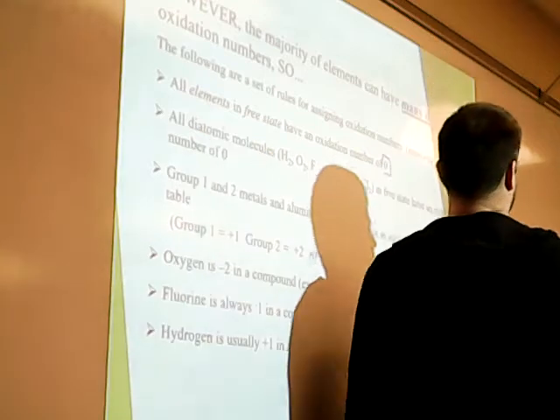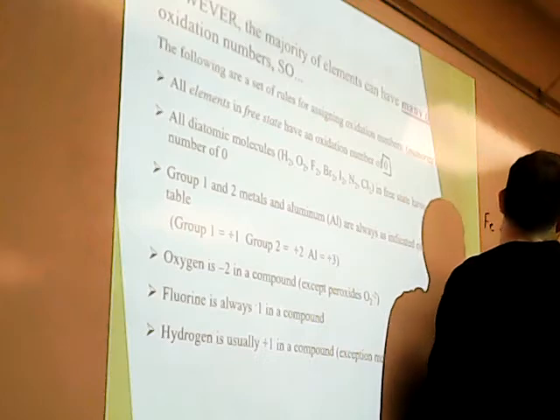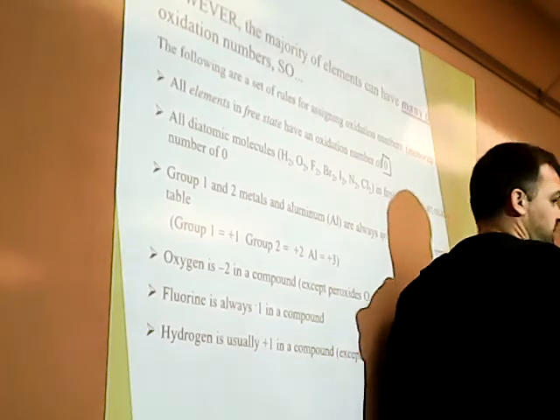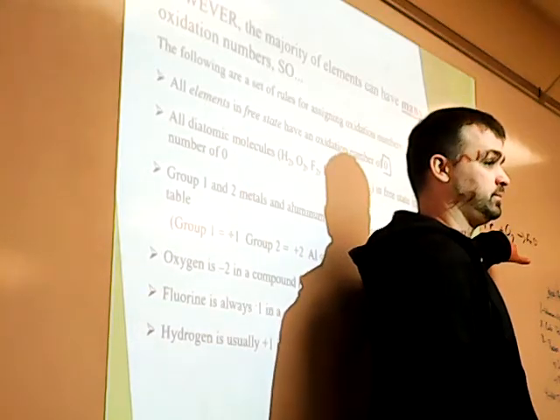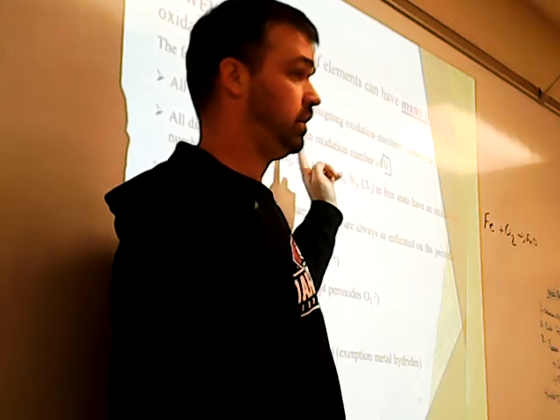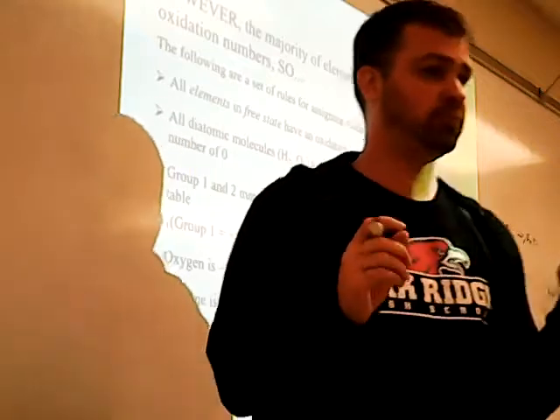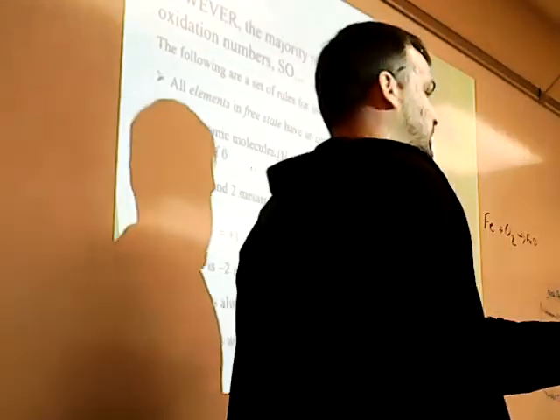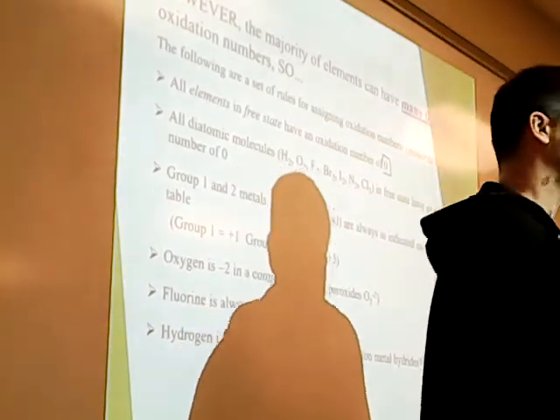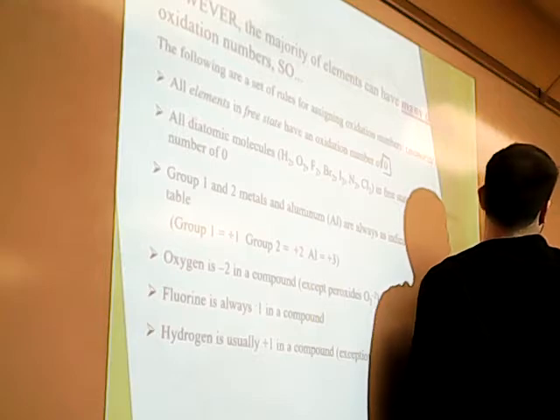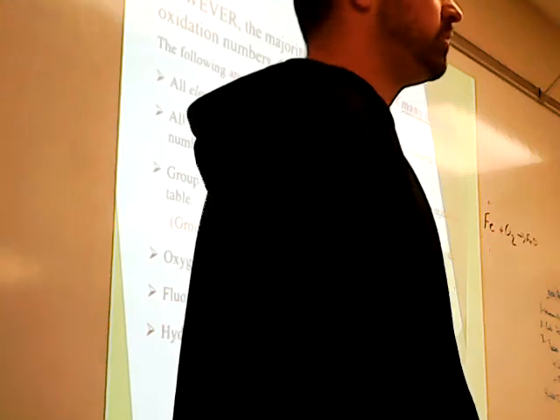So if I do the example of Fe plus oxygen gives me some type of iron oxide, what is the oxidation number of this iron? Free state means it's by itself. I don't know if you want to write that next to what free state means. Free state just means it's by itself, not bonded to anything else. So right now I'm going to say that iron has a charge of 0, or an oxidation number of 0.